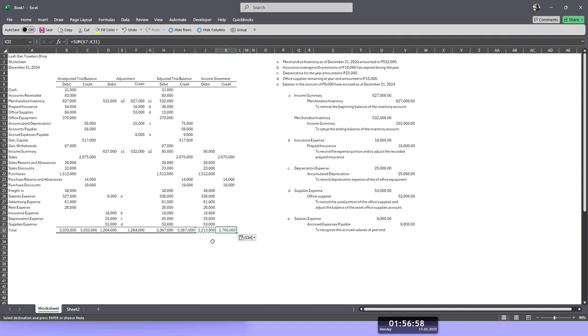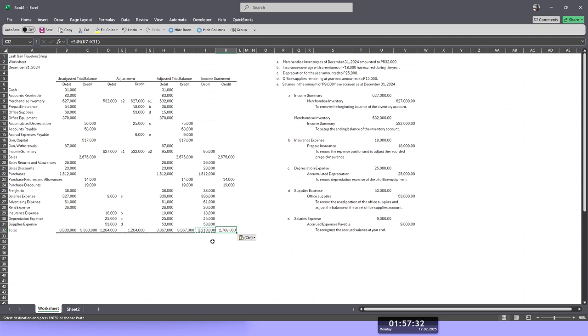So the total debit and credit under the income statement column are usually not the same. If total credit is higher than total debit, it means that the company earned an income during the period. And if the total debit is higher than the total credit, the company has generated a loss during the year or during the period.